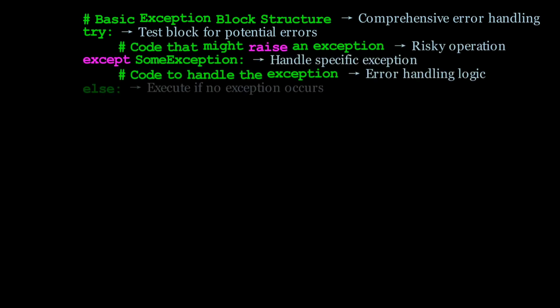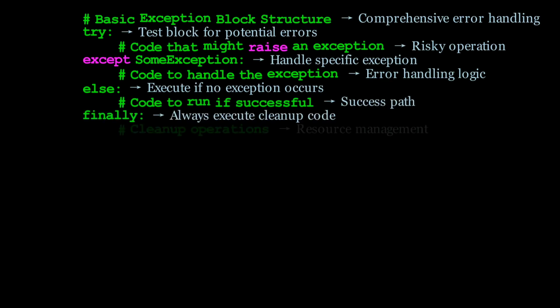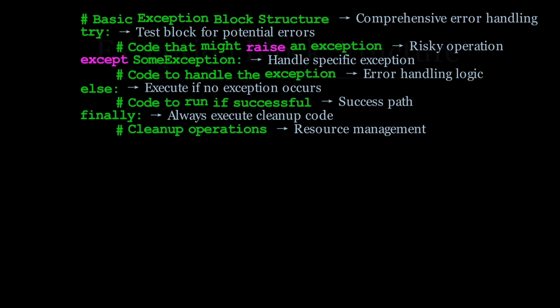Inside the try block, we place any code that could potentially cause errors. The except statement specifies which type of exception to catch. We can target specific error types. And in this block, we write code to handle the specific exception that was caught.